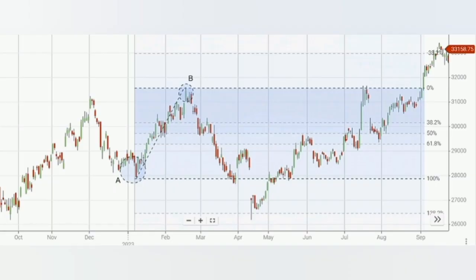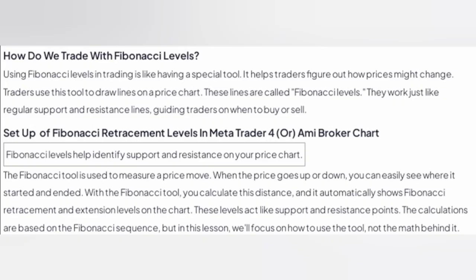How do we trade with Fibonacci levels? Using Fibonacci levels in trading is like having a special tool. It helps traders figure out how prices might change. Traders use this tool to draw lines on a price chart. These lines are called Fibonacci levels. They work just like regular support and resistance lines, guiding traders on when to buy or sell.